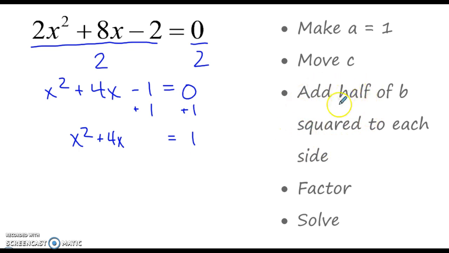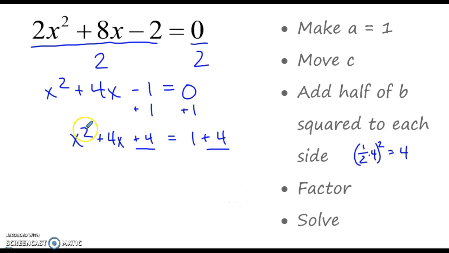Next I'm going to do half of b, squared, and I'm going to add that to each side. Well, right now b is 4. So I'm going to take half of that, which is 2, and I'm going to square it. When you square that, you get 4. And I added 4. Now if I add 4 to this side, I also have to add 4 to this side. Right?